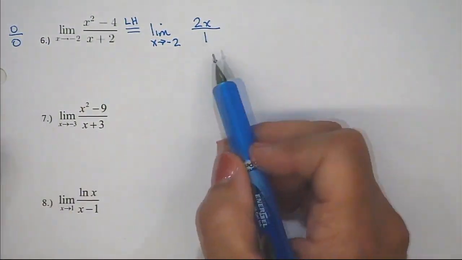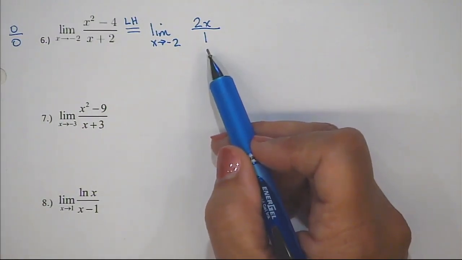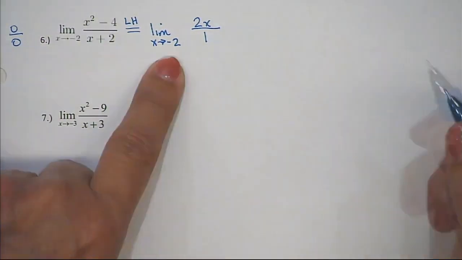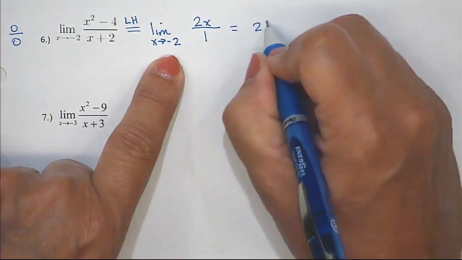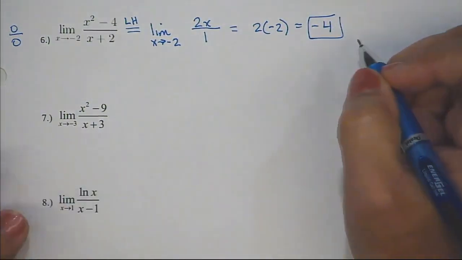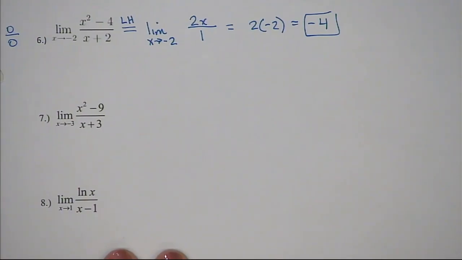Okay? And here's where I'm saying if you can simplify it first, simplify it before you do any solving. 2x over 1 is just 2x, so we don't have to simplify that much. So we're going to plug in -2. So 2 times -2 is -4. So there's your limit, and you would have got the same answer if you factored it, the way we did in chapter 1.